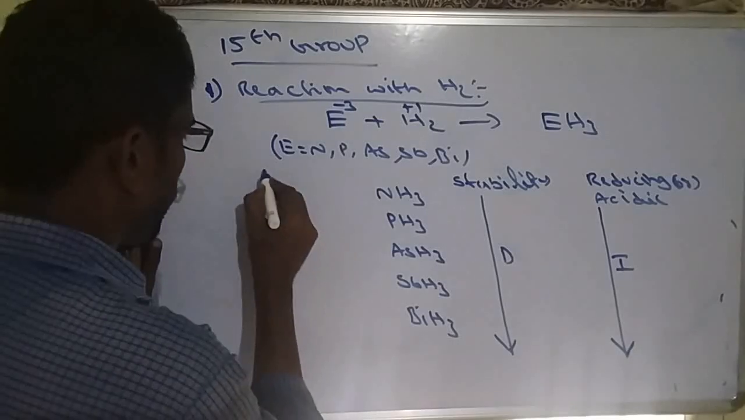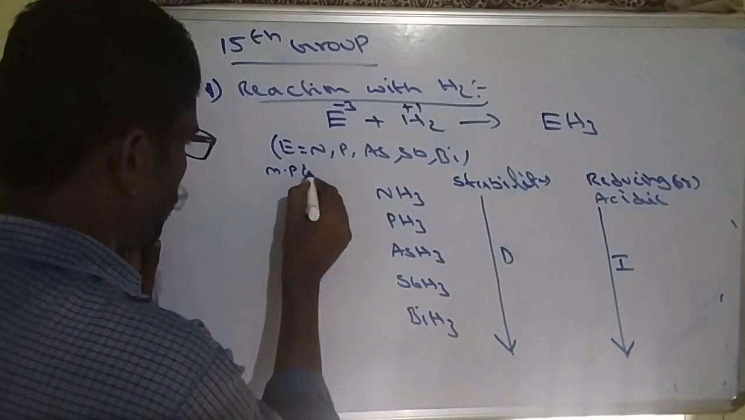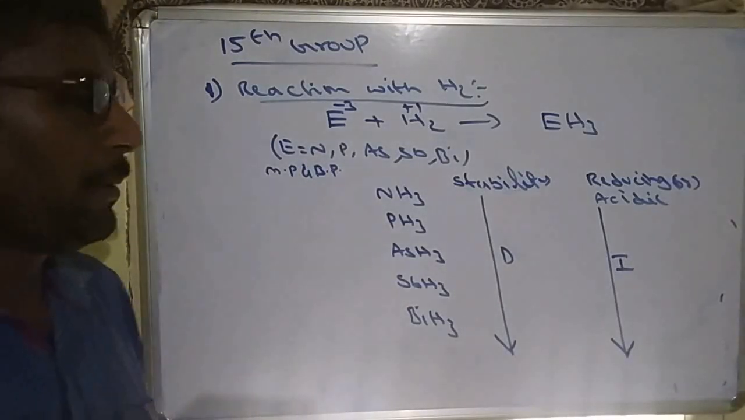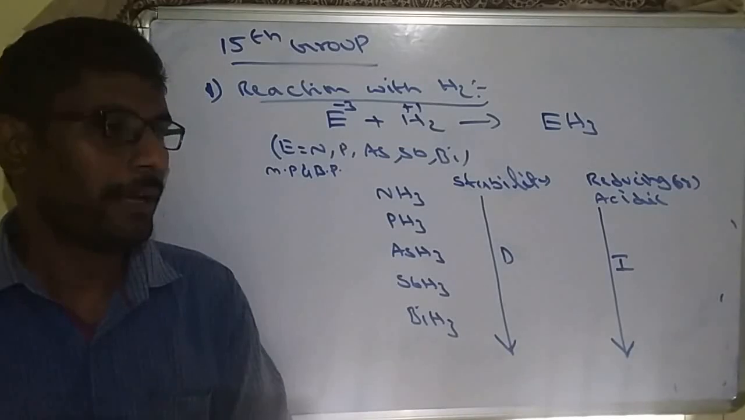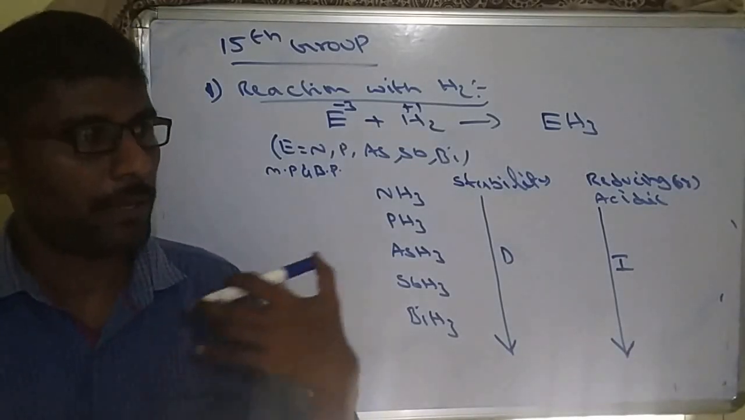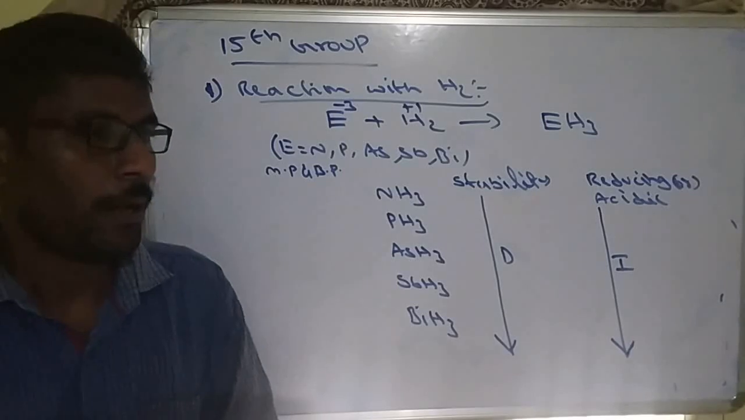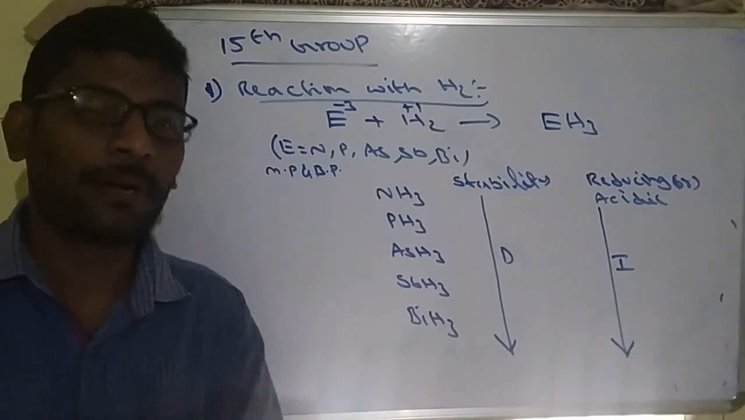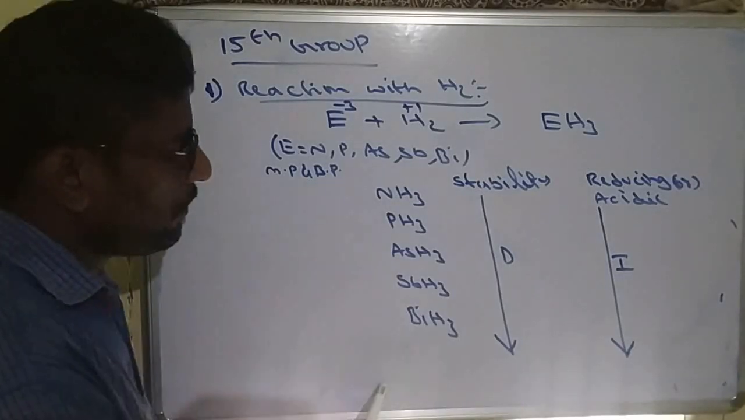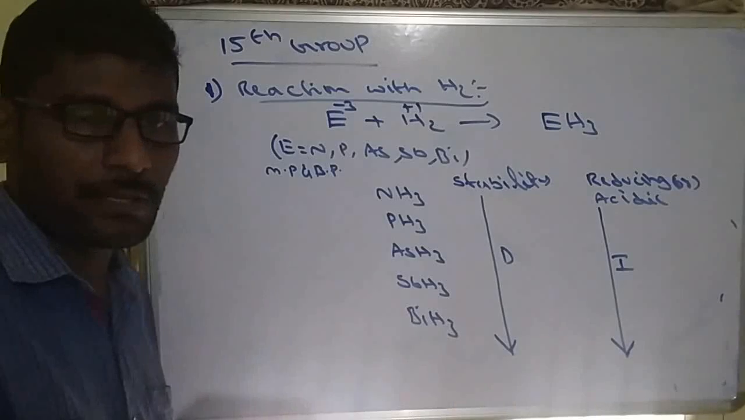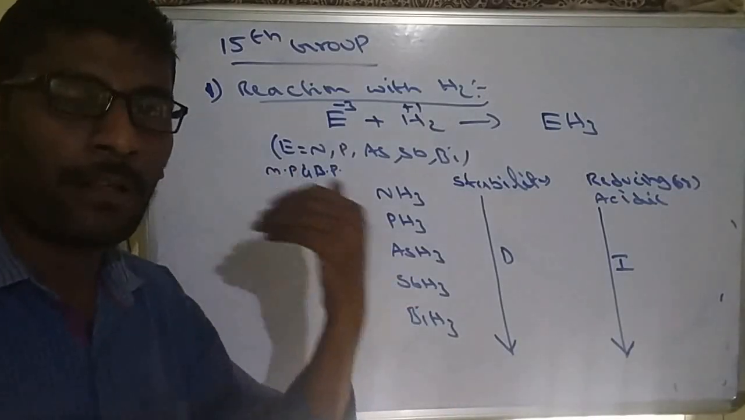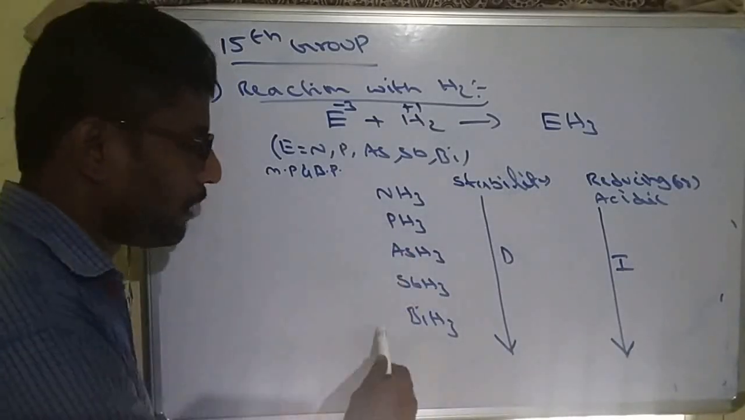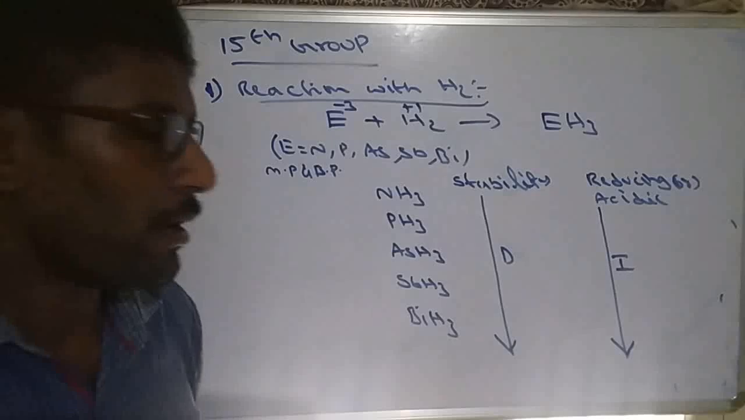Similarly, another one is melting point and boiling point. Melting point and boiling point mainly depend on atomic mass, because the more the atomic mass, the more the van der Waals force of attraction, so the higher the melting point and boiling point. When we move from top to bottom, atomic mass increases. Due to that, melting point and boiling point increase from top to bottom.